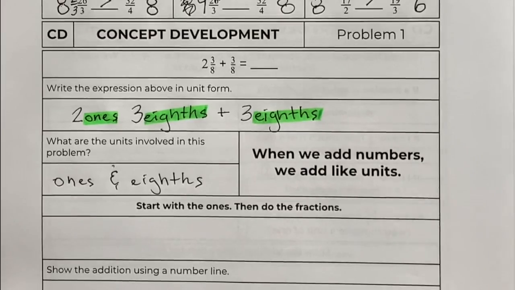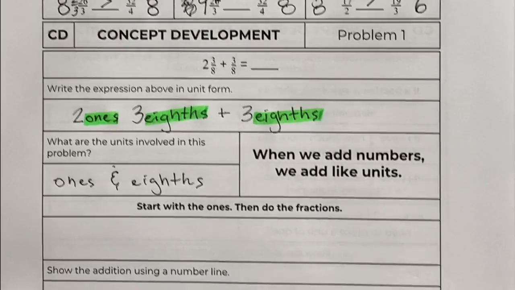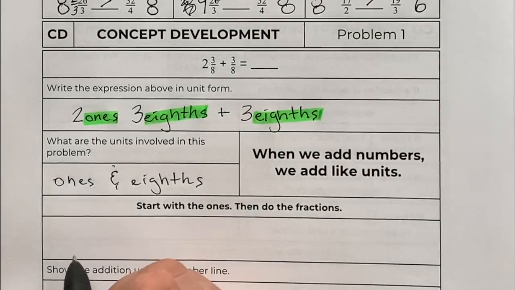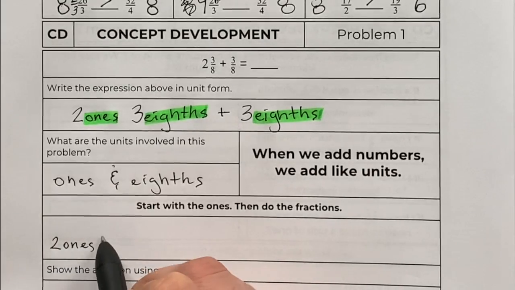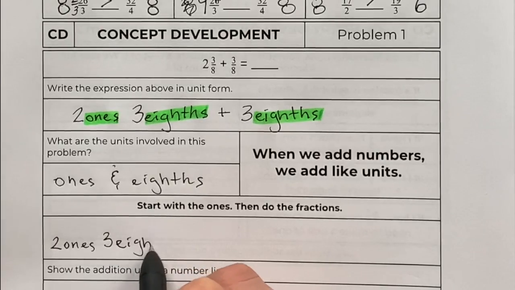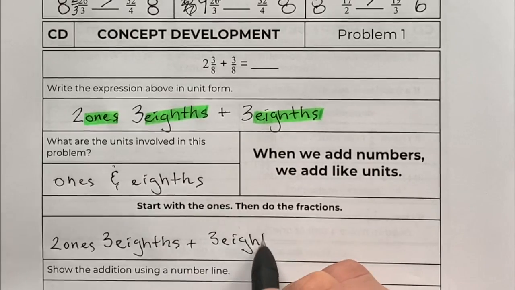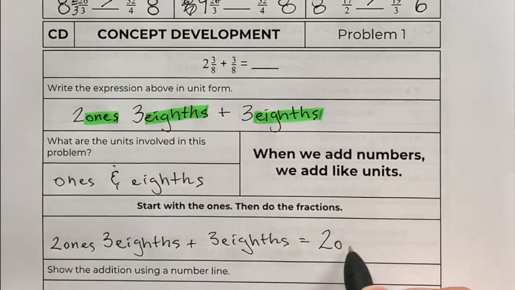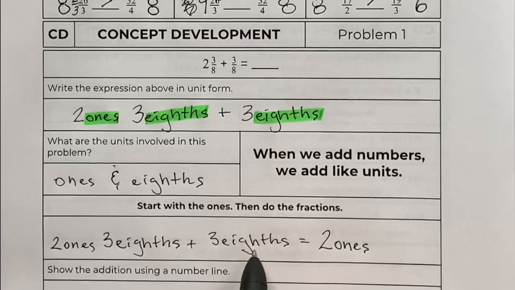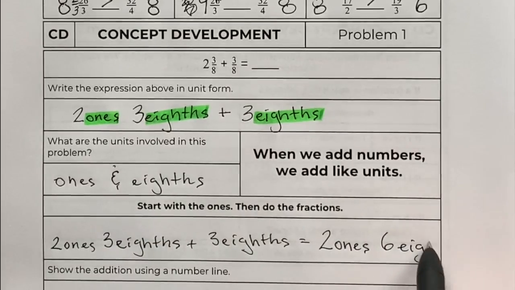Just like before with any fractions, when we add numbers, especially fractions, we add like units. So to show that, I'm going to rewrite that down here. 2 ones, 3/8 plus 3/8. I start with the ones first, so I end up with, there's no other ones, so I just have 2 ones. But because these two are similar, I need to add them together. So the eighths will stay, but the 3 plus 3 makes 6/8.